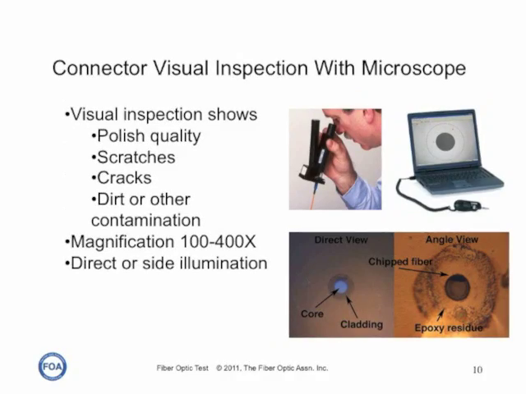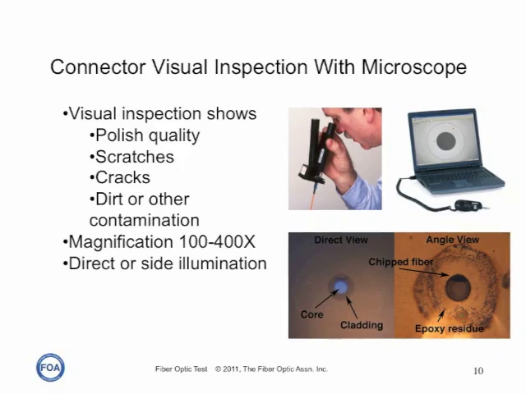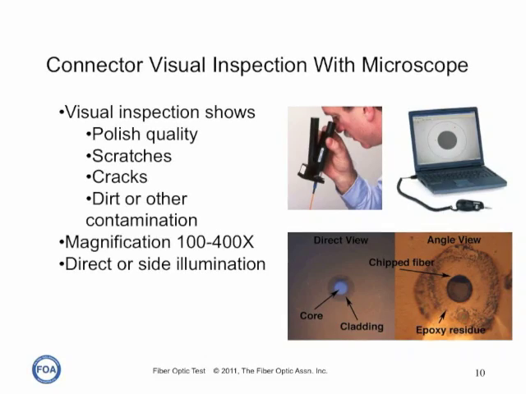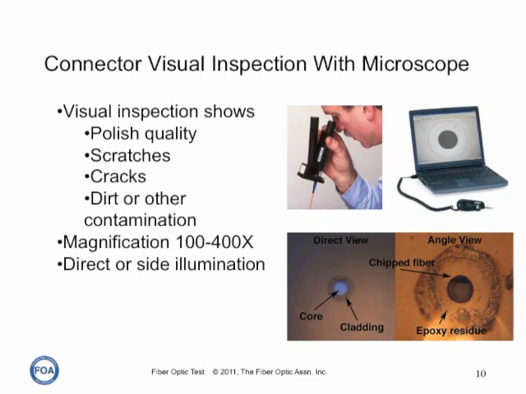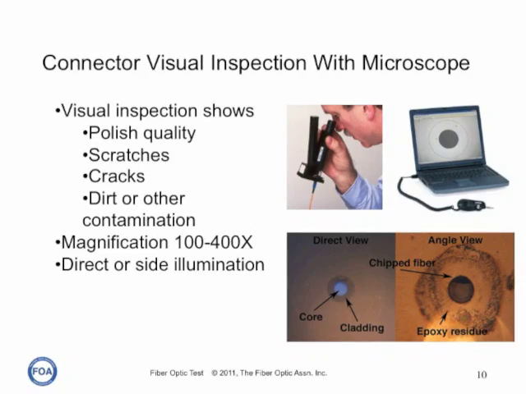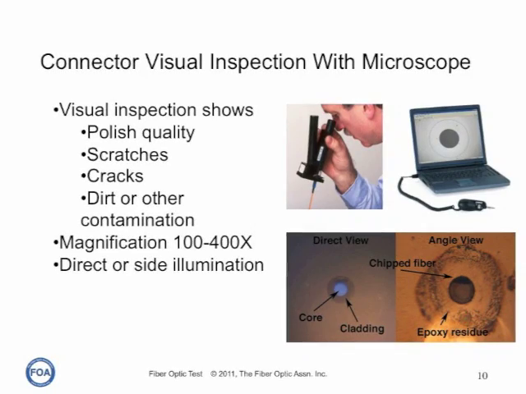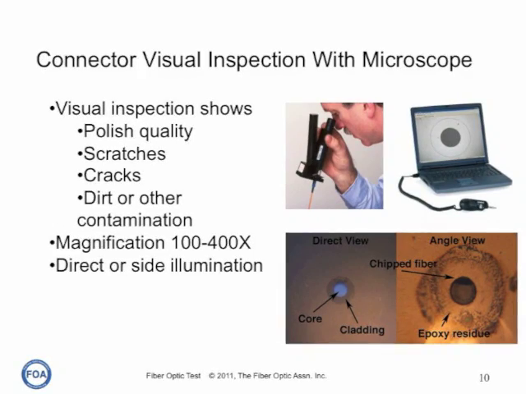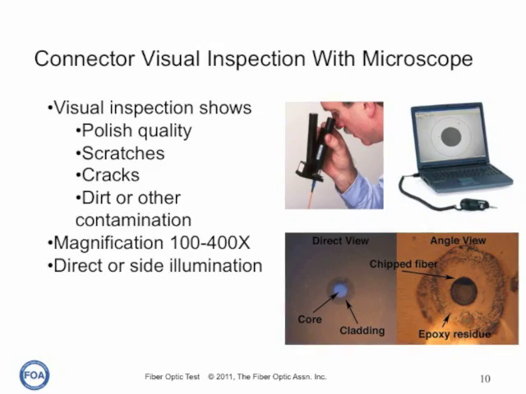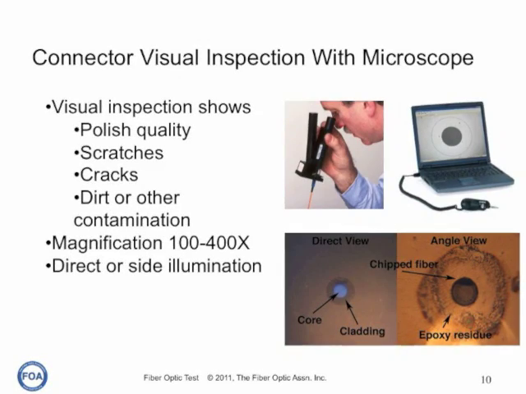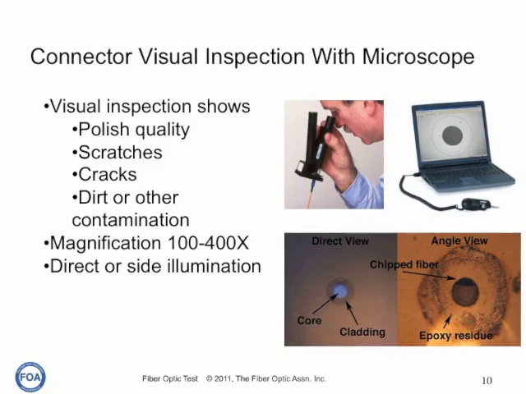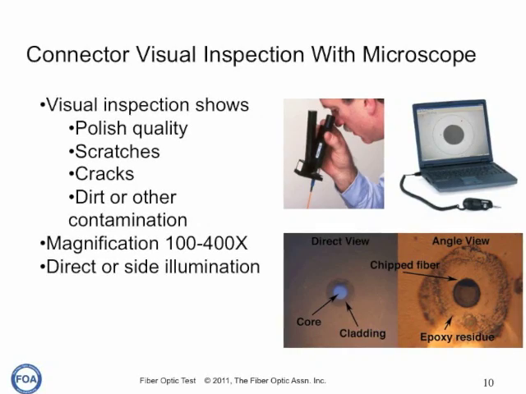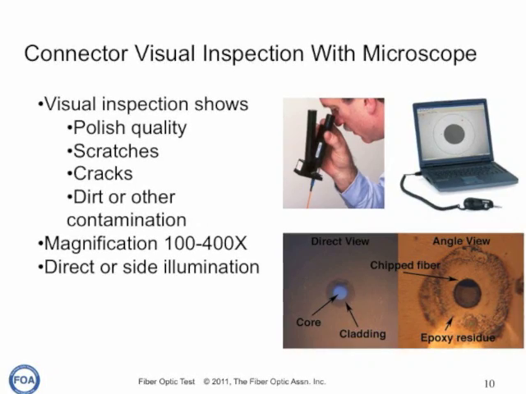Connectors are visually inspected with a microscope. The microscope is used when you do the actual termination to check the quality of the polish and find scratches and cracks in the fiber. But fiber optic microscopes are used all the time as a tool to find dirt or other contamination on connectors. They typically have a fairly high magnification, 100 to 400x, and two types of illumination. Direct down on the fiber so you can see the core if you illuminate it, and from the side because that shows most of the detail on the surface finish.